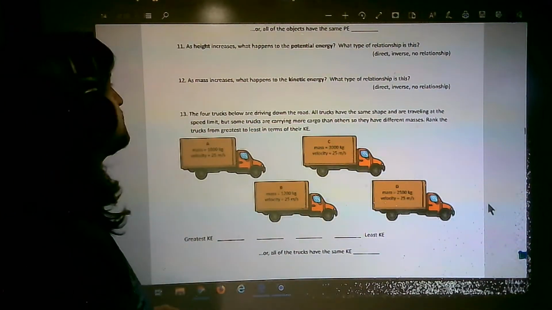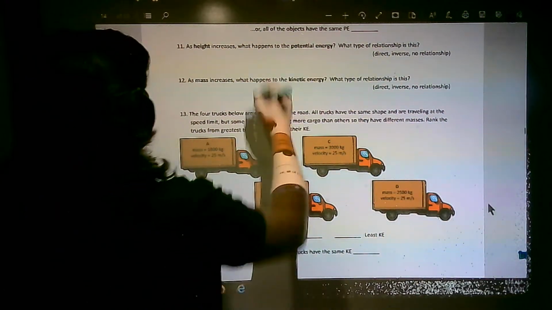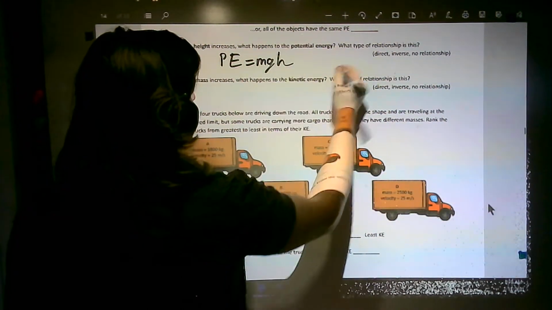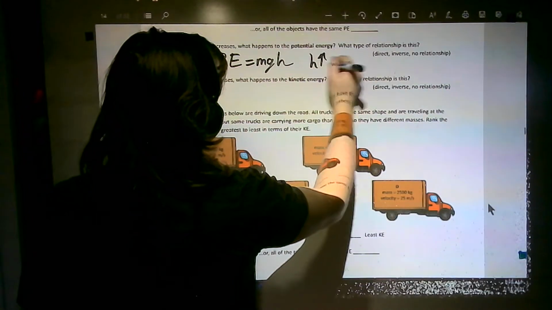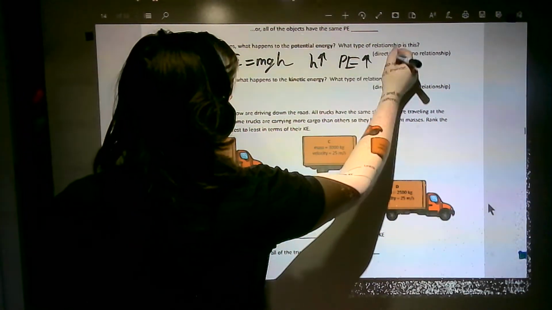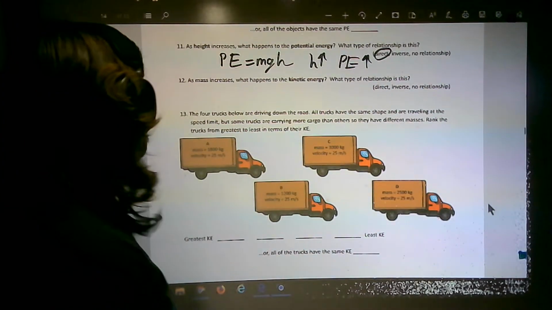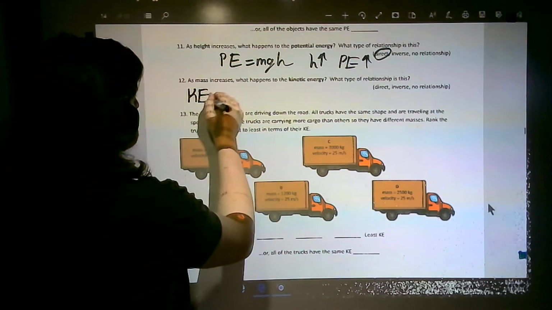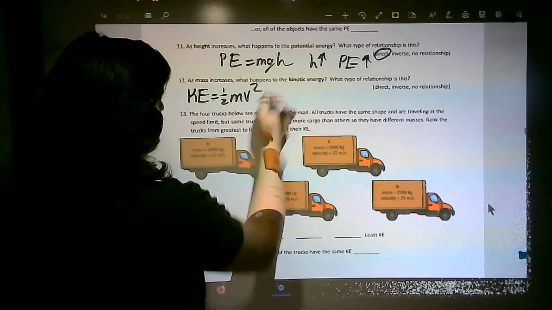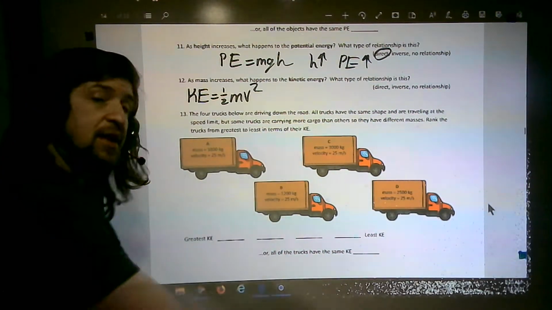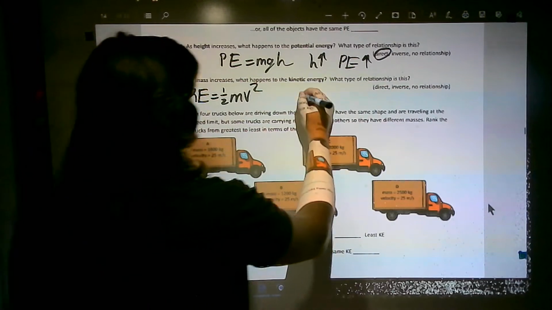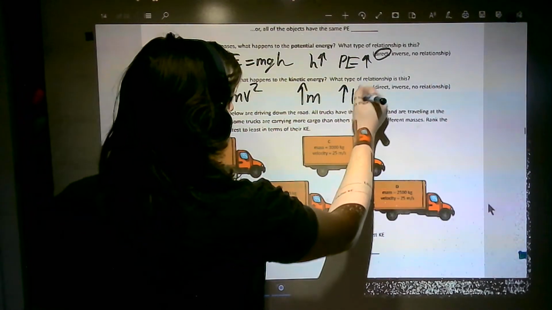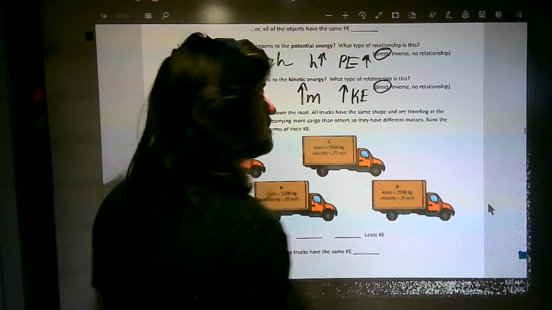As the height increases, number 11 now, what happens to potential energy? Well, as height increases, again, it's PE equals mgh. It's all multiplied together, so if height increases, then our potential energy increases. That's a direct relationship. Now, if we look down here about kinetic energy, well, KE is governed by, number 12, 1/2 mv squared. And these are all multiplied together as well, right? If I increase that mass number, well, then my kinetic energy is also going to increase. A lot of direct relationships in this unit.